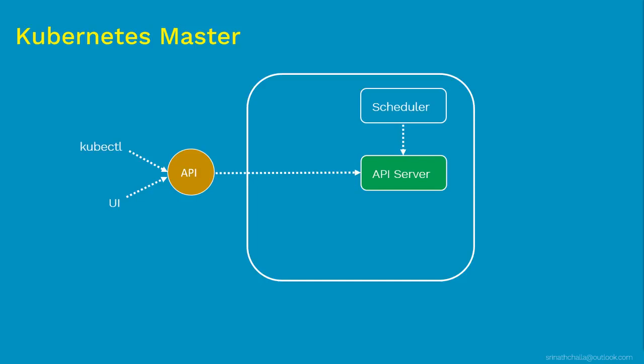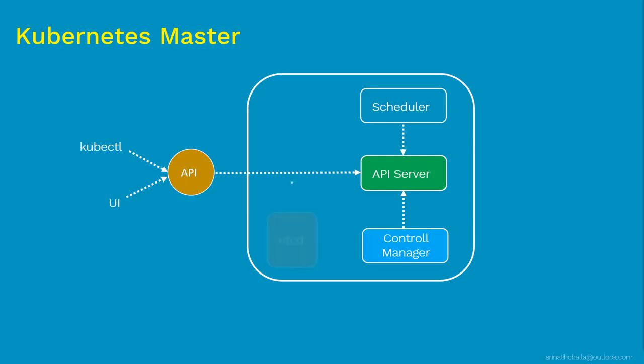Now moving on to the next component, which is the control manager. Actually, there are 4 controllers behind the control manager. They are node controller, replication controller, endpoint controller, and service account and token controllers. At a high level, these controllers are responsible for the overall health of the entire cluster. It ensures that nodes are up and running all the time and the correct number of pods are running as mentioned in the spec file. So that's about the control manager.